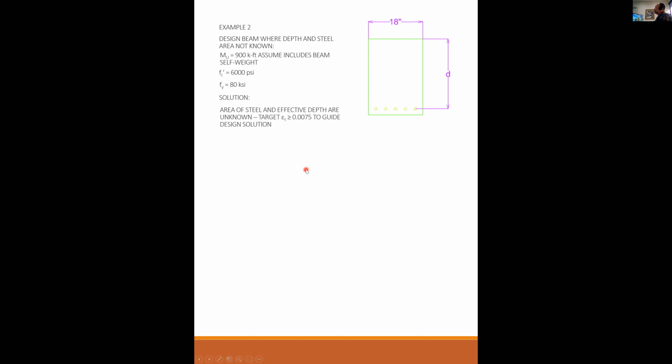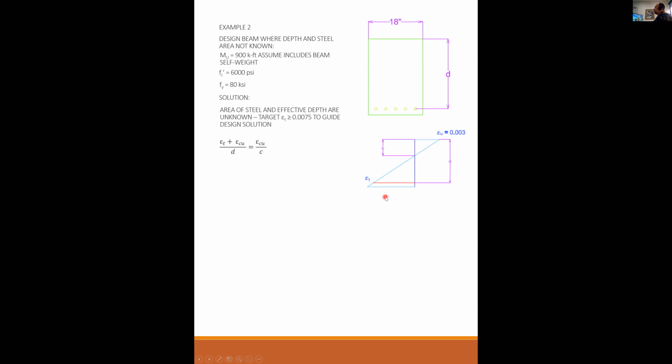So to kind of hone in on an answer, this particular one, we're going to target epsilon sub t to be equal to or greater than 0.075 to guide our design solution. It doesn't have to end up being exactly 0.075. We're just going to aim for that. And again, just because I use this on this problem doesn't mean you can ever use it again in any other problem ever again in your life. You may not. So how do I use this?